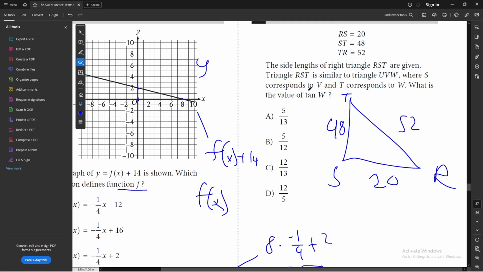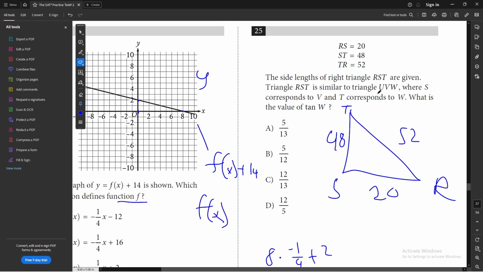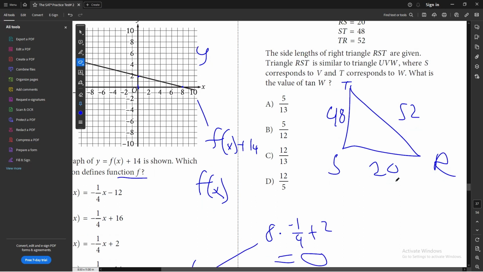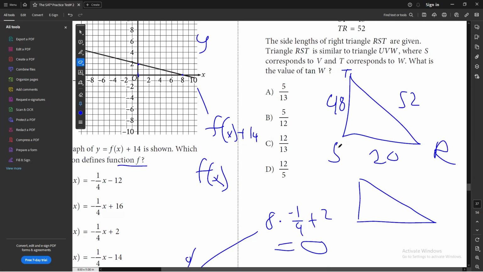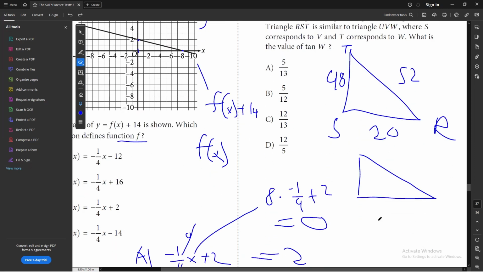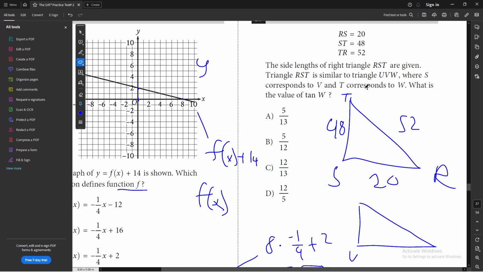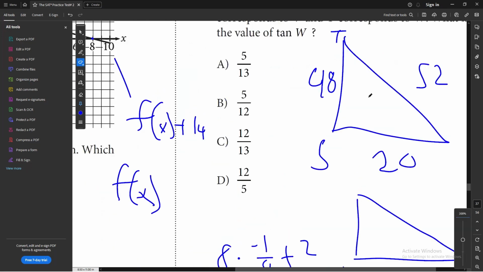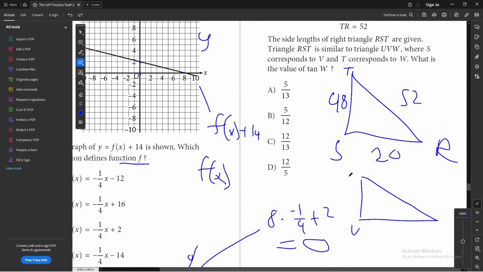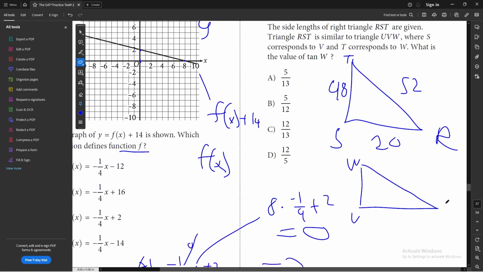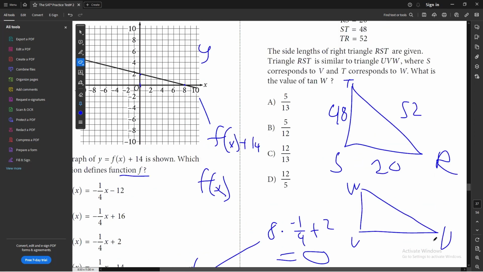There is a similar triangle called UVW. Okay, let's draw a similar triangle, but I don't know where UVW is. It says S corresponds to V. So S is over here. If it's corresponding to V, my V is going to be here, and T, which is here, corresponds with W. Okay, and now my only other unknown is U.